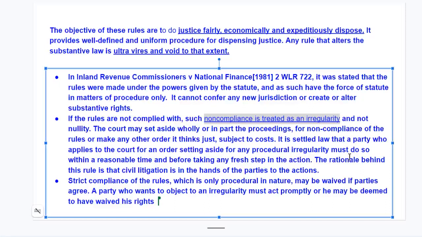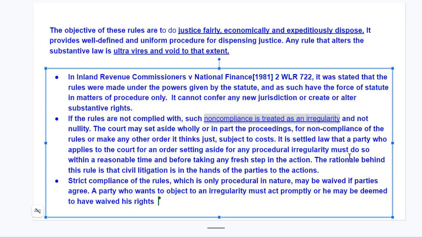Carry the force of that power. However, it is only limited to the matters of procedure. The procedural rules cannot create new jurisdictions or modify the substantive right, so their purpose is to provide the framework for conducting the proceedings in a fair and efficient manner.